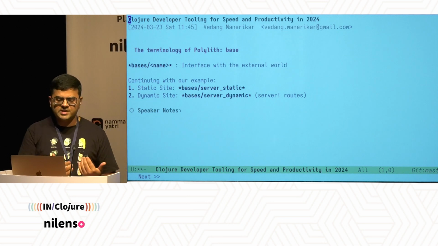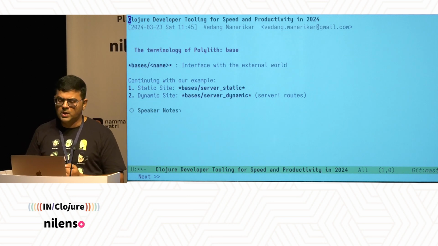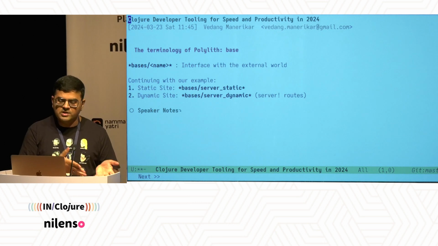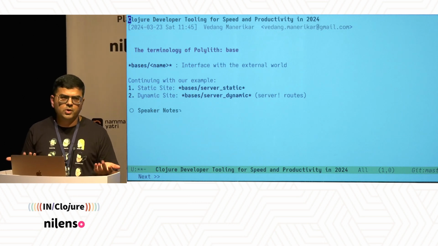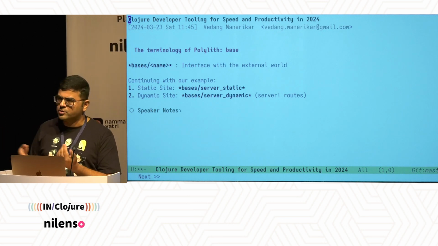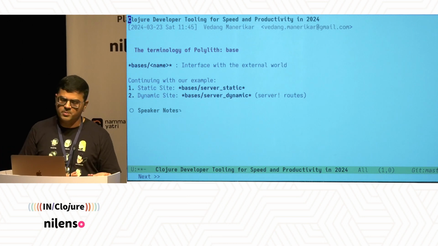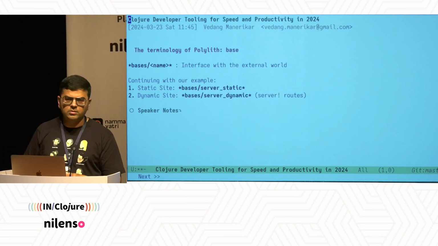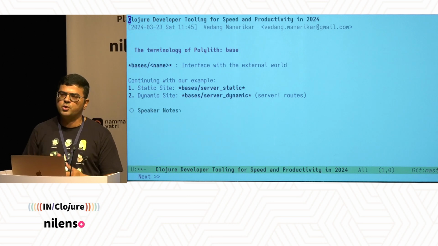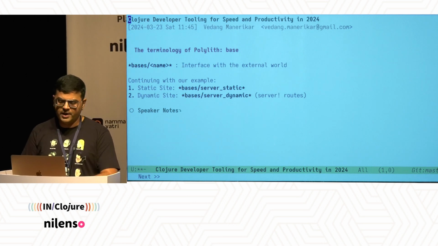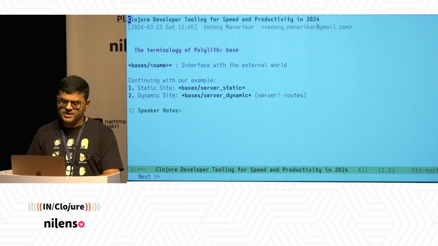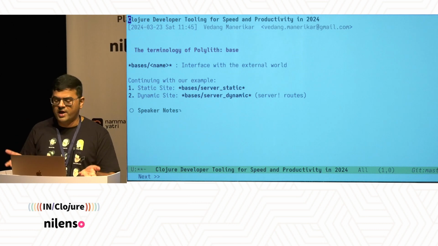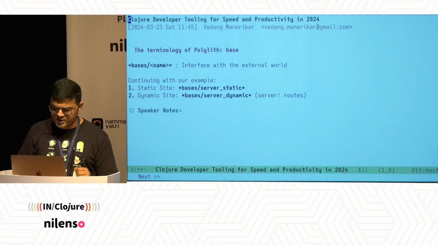So we'll continue with our example of the static site. If you have a static site, essentially you don't need a base because you use what is provided by your hosting platform to serve the HTML. But for your development purposes, you might want to write a small HTML server which just serves from your public folder, right? And similarly for the dynamic site, you will have your routes which you will be serving from your server. That will go in this folder.